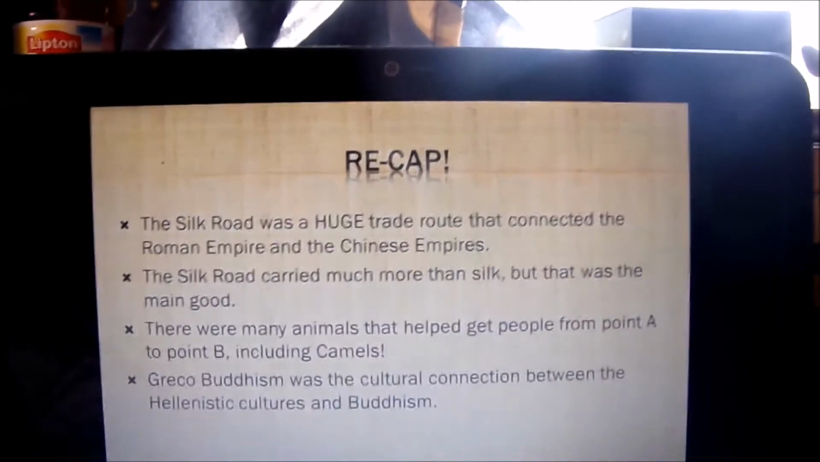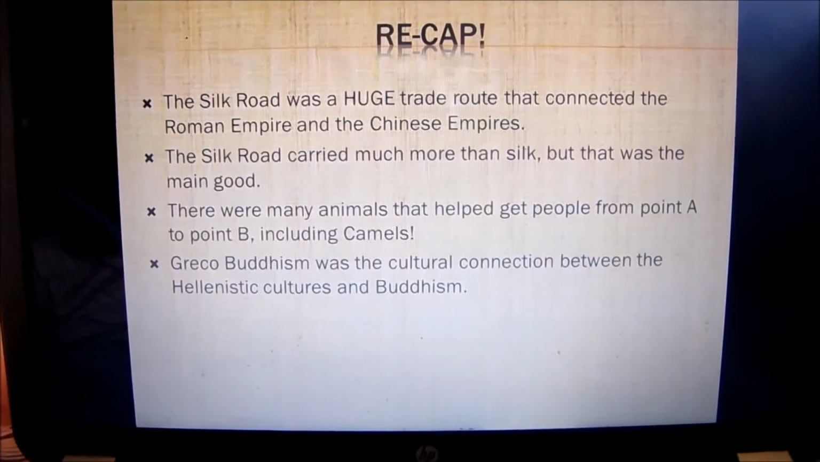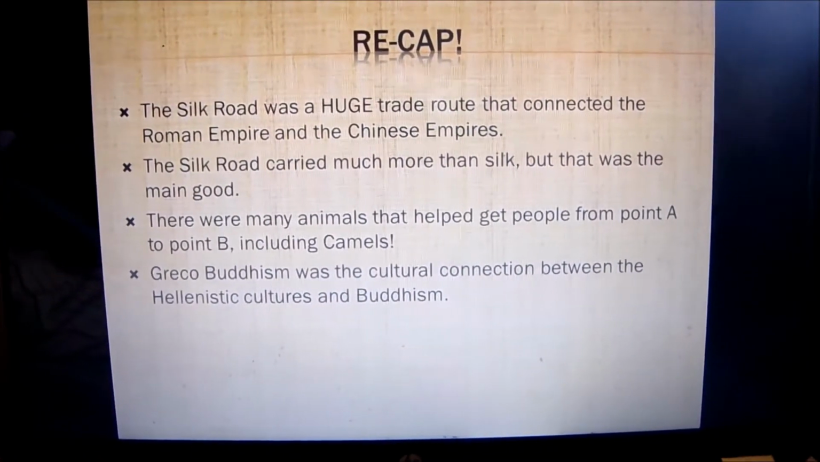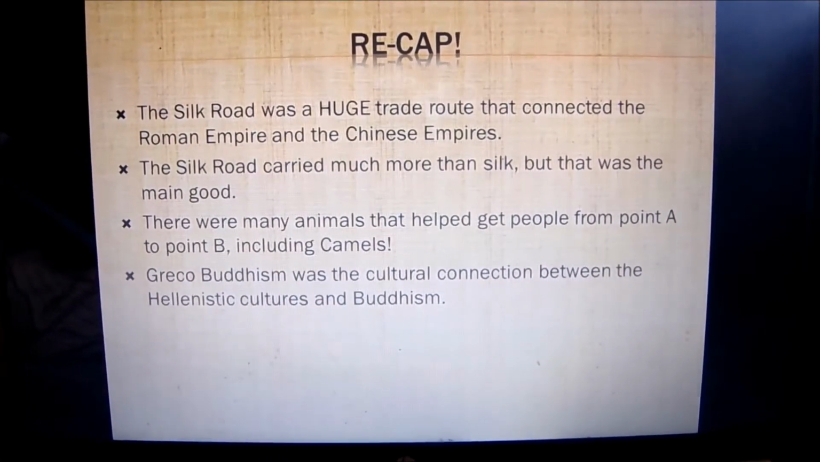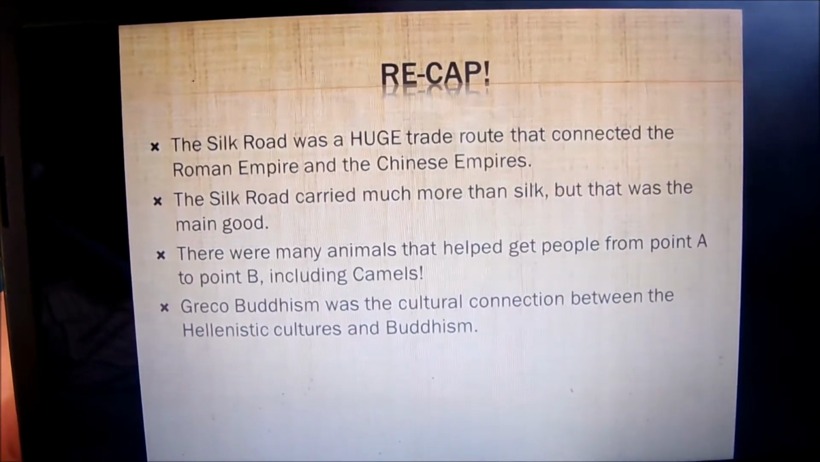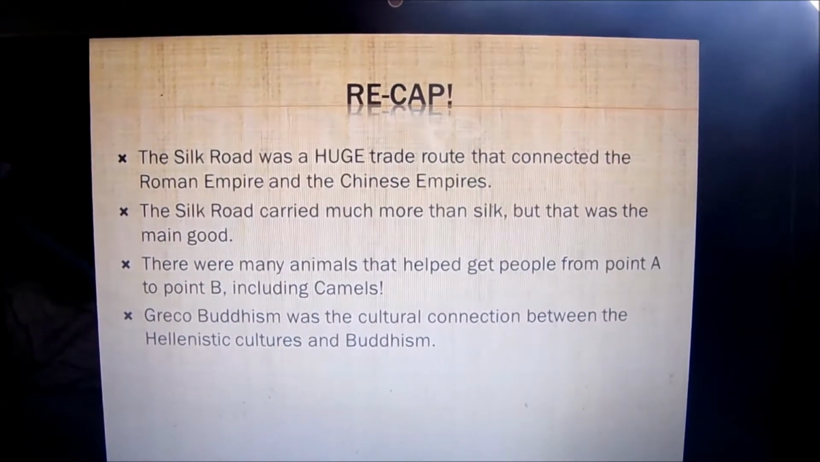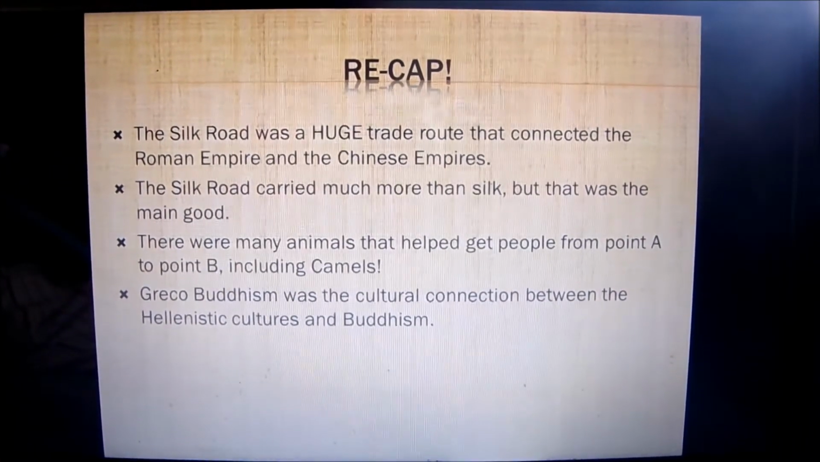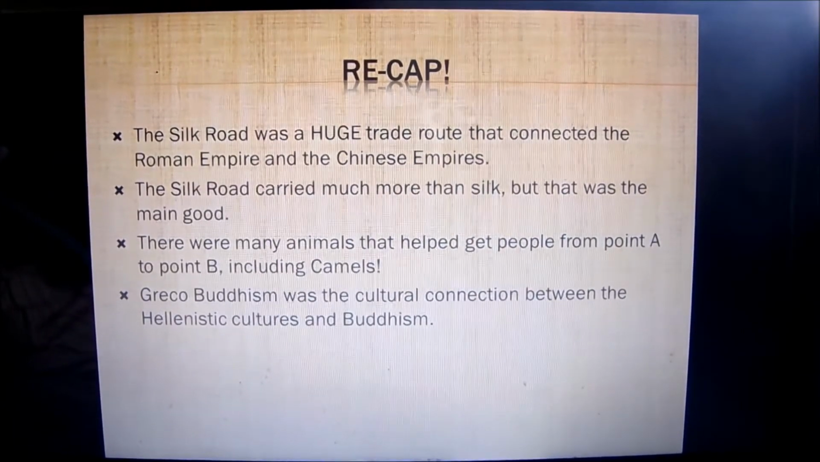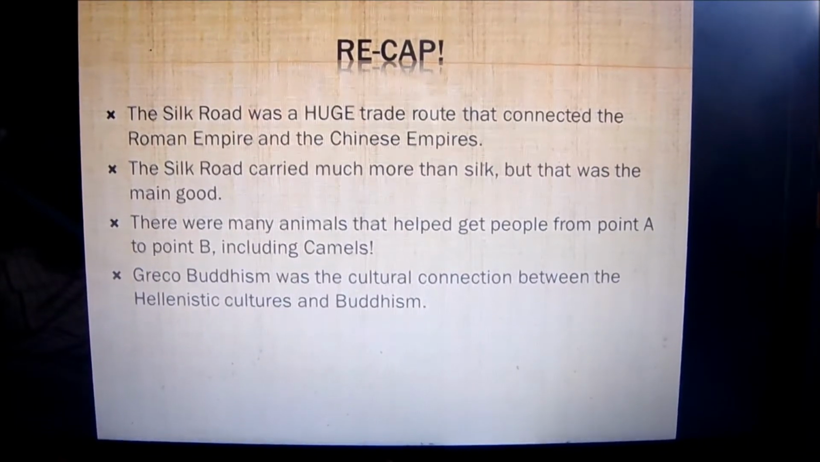So, quick recap. The Silk Road was a huge trade route that connected the Roman Empire and the Chinese empires. It also carried much more than silk, but that was the main good that was transported between the two areas. There were many animals that helped people get from point A to point B, including camels, which is really cool. And another thing is that Greco-Buddhism was a cultural connection between the Hellenistic cultures and Buddhism, and it originated in Asia.